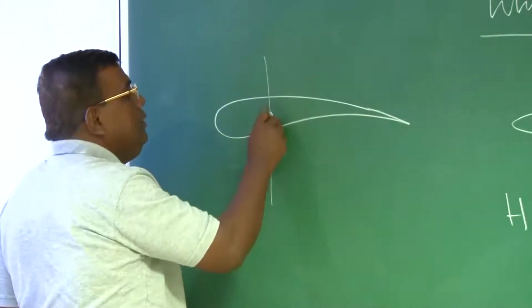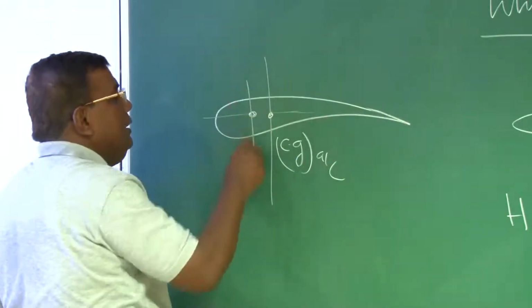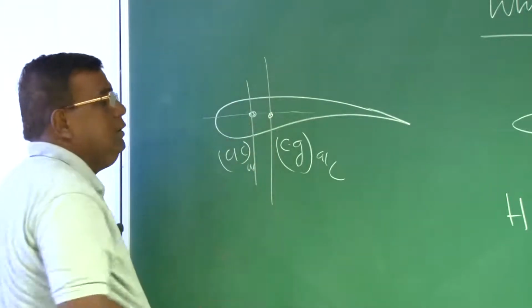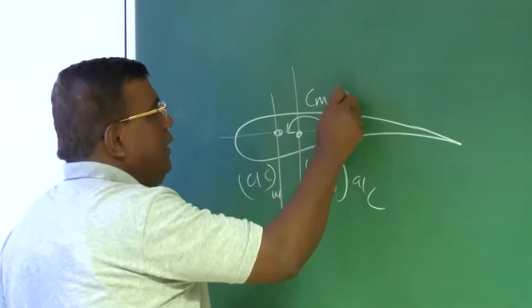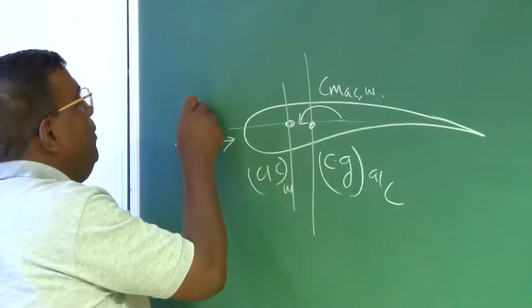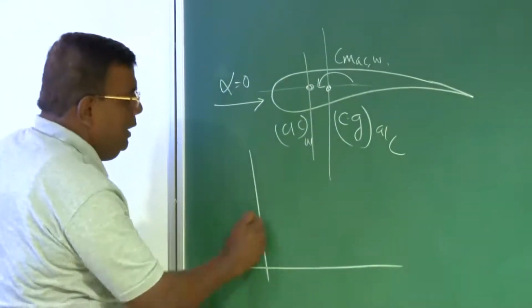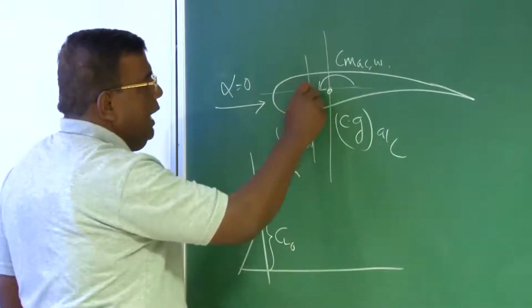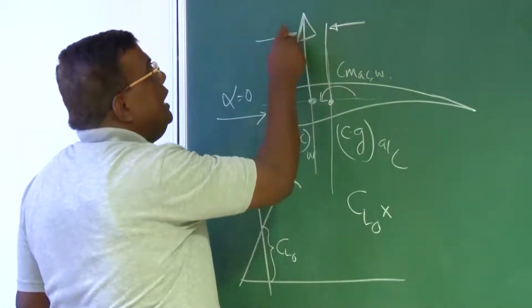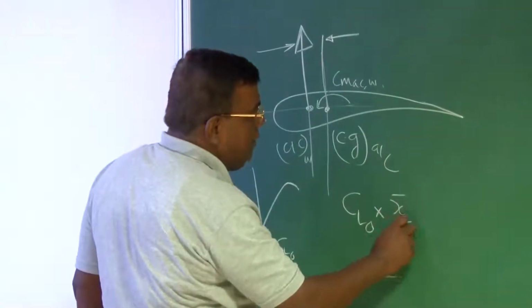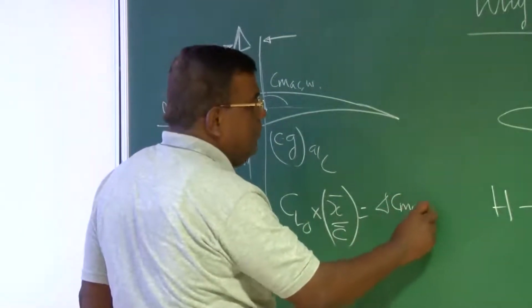What I do, if this is the CG of the airplane, I ensure that the AC of the wing is ahead of CG. Since it is a cambered aerofoil, there will be some negative moment, Cm AC wing. So I want Cm naught wing to be positive. At alpha equal to 0, because of the cambered aerofoil, there will be CL naught, which will act here, and CL naught into this distance between the CG and the AC of the wing, let's say x bar, non-dimensionalized with mean aerodynamic chord, will give me additional Cm naught, which comes through the wing.